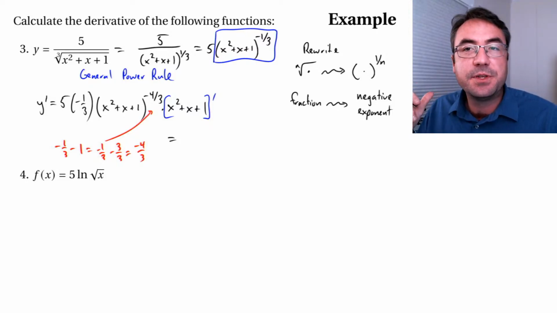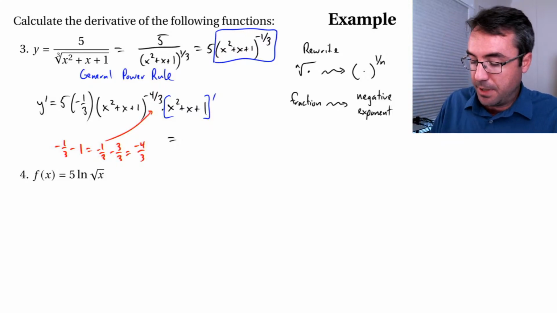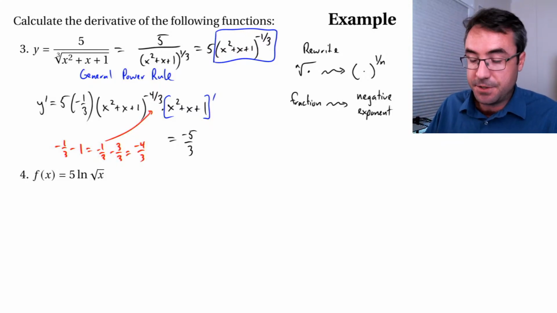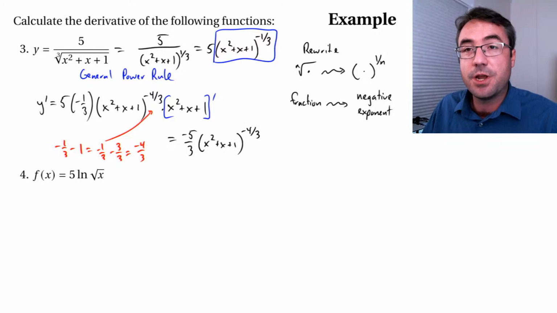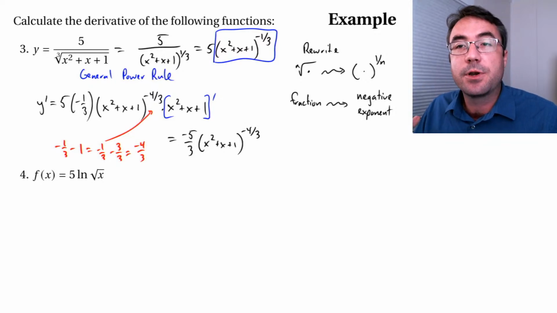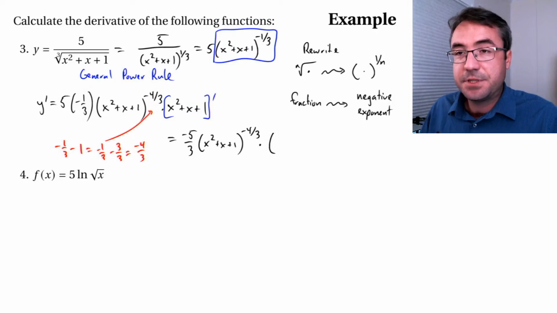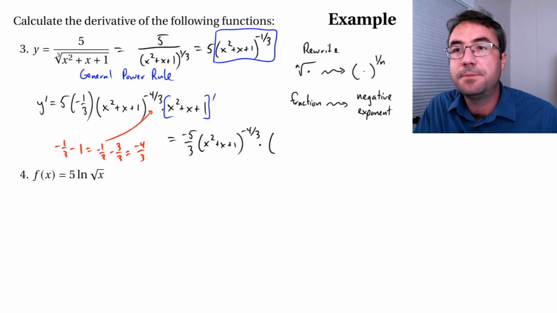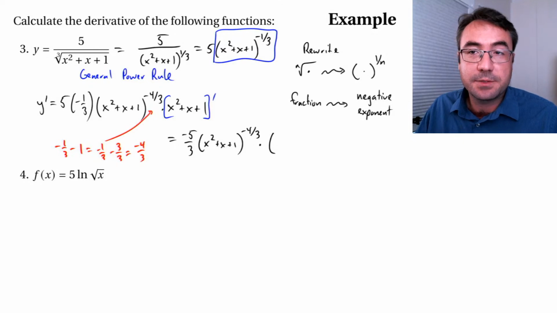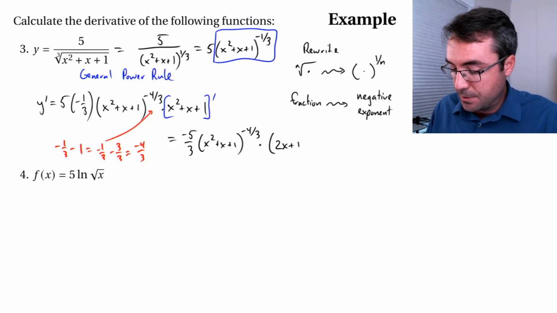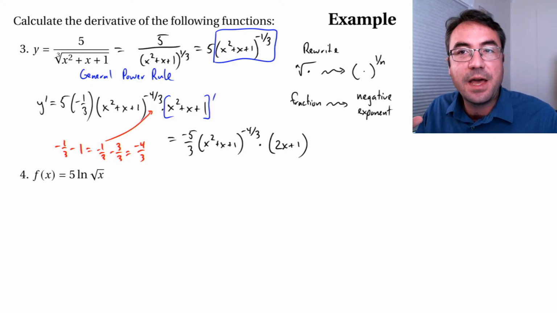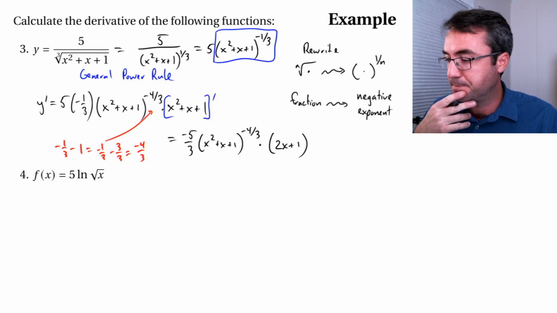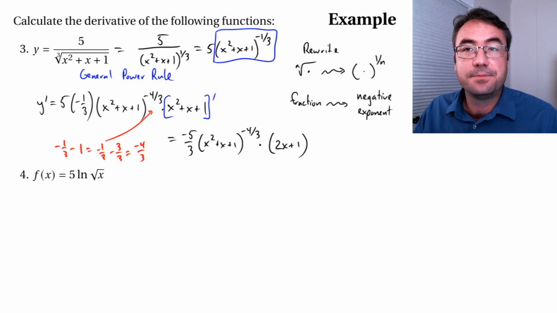let's clean up the numbers in front. The 5 times the negative 1/3, we'll multiply those together. So we'll write that as negative 5/3. The x squared plus x plus 1 raised to the minus 4/3, we're done with that. So just keep writing it. And really the only thing left to do is to differentiate the x squared plus x plus 1. And when we differentiate, we get 2x plus 1. So the derivative of x squared is 2x, derivative of x is just 1, and then the derivative of that 1 term by itself is just 0. And there's our derivative. So we use the general power rule to calculate it.